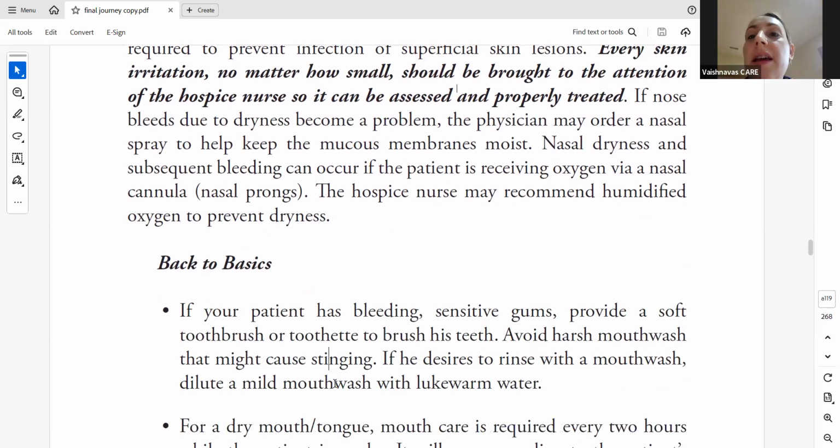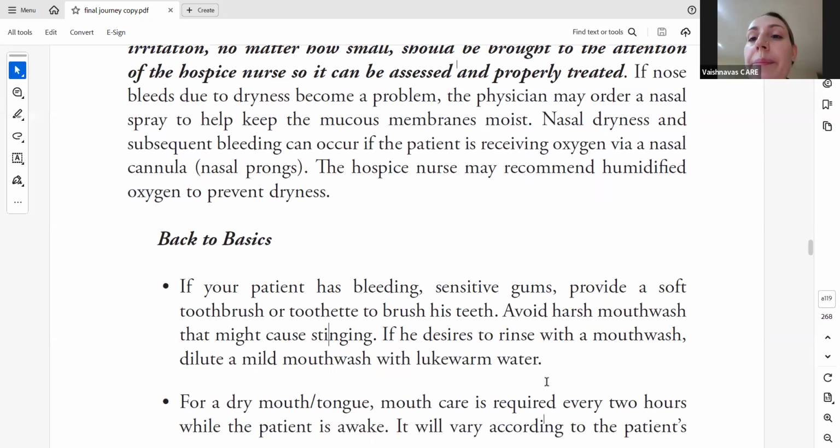Back to basics. If your patient has bleeding, sensitive gums, provide a soft toothbrush or toothhead to brush his teeth. Avoid harsh mouthwash that might cause stinging. If he desires to rinse with the mouthwash, dilute a mild mouthwash with lukewarm water. For dry mouth or tongue, mouth care is required every 2 hours while the patient is awake.